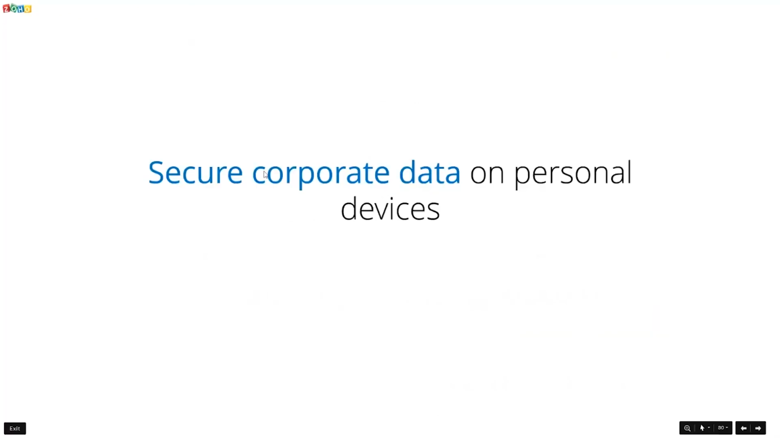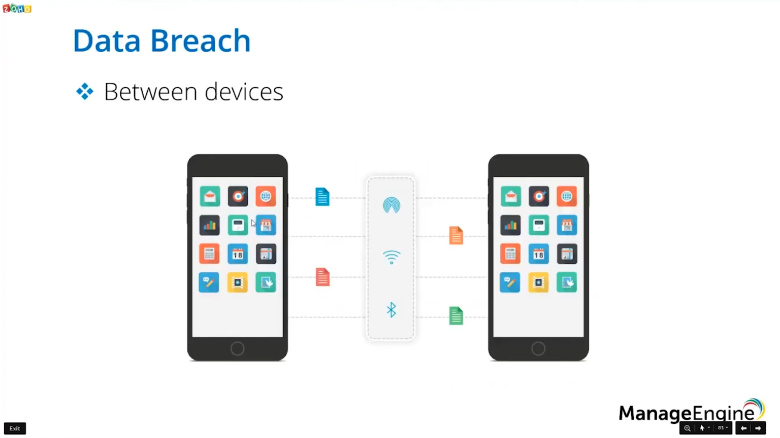And now let me show you how we can secure the corporate data on the personal devices. So as I mentioned, when you onboard certain BYOD phones, how you can secure the corporate data, because the data breach might happen from one device to another. The users can transfer files over AirDrop, Wi-Fi, and Bluetooth and all. How can we prevent it?